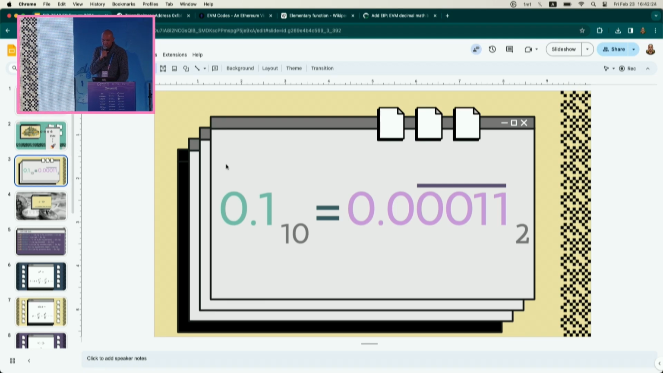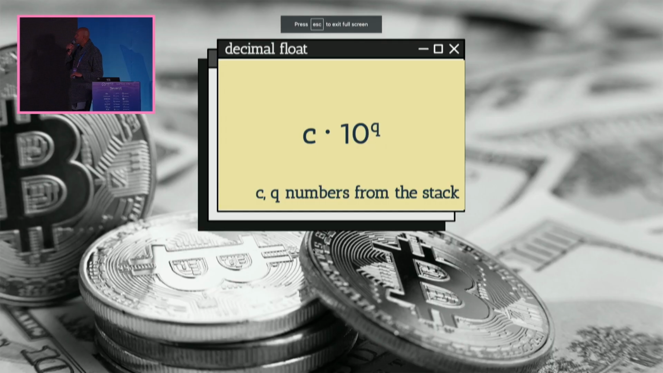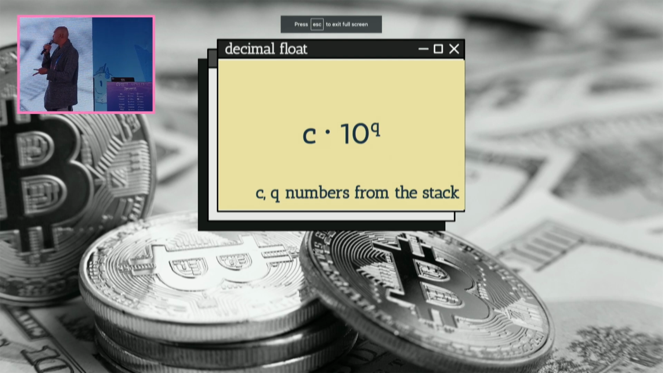The solution to this, or the solution proposed in this EIP, is to represent a decimal using two numbers.